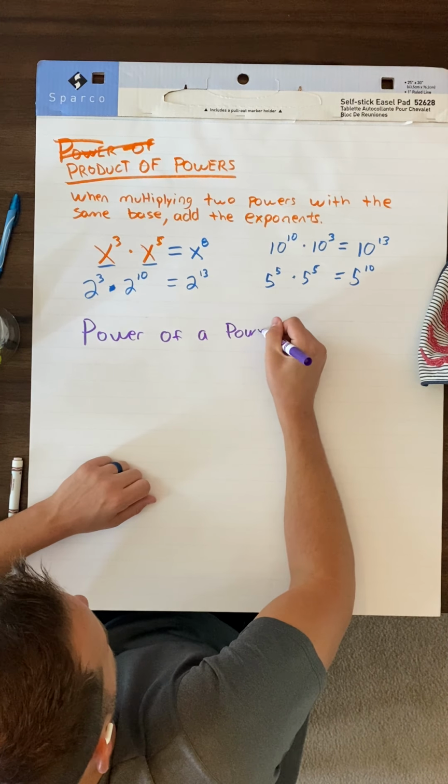Another example, x cubed to the third. 3 times 3 is 9, so this equals x to the 9th power. Seven cubed squared, or 7 to the 3rd power raised to the 2nd power. 3 times 2 is 6, so there's 7 to the 6th power. 6 cubed to the 10th power. 3 times 10 is 30, so this is going to be 6 to the 30th power.